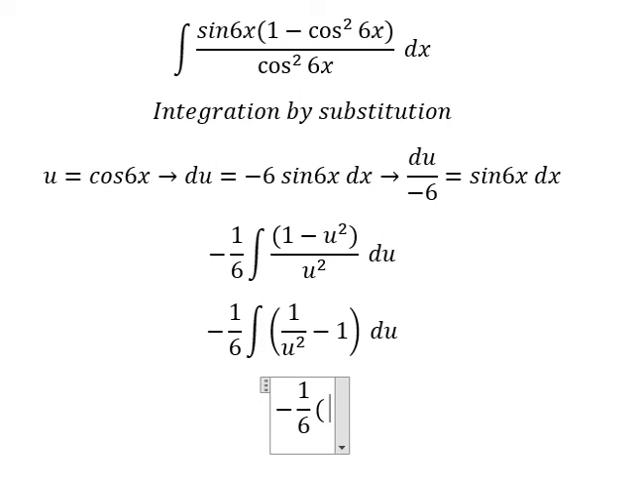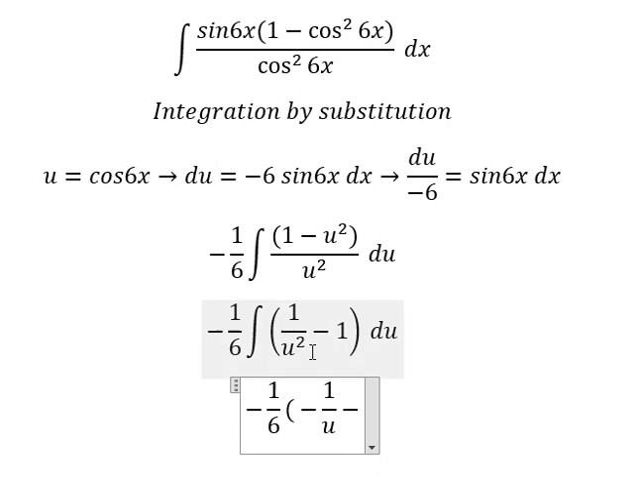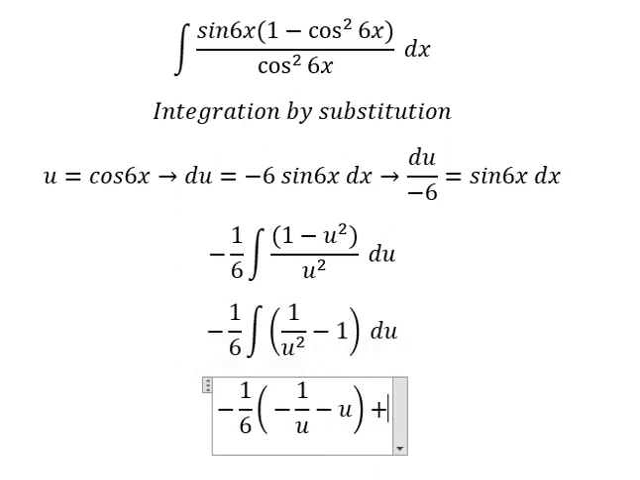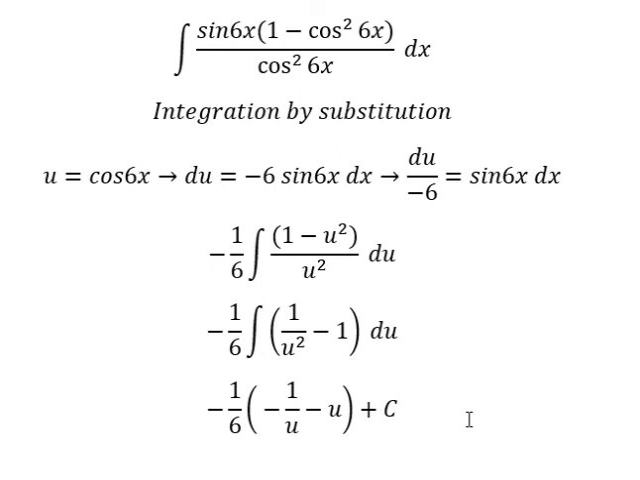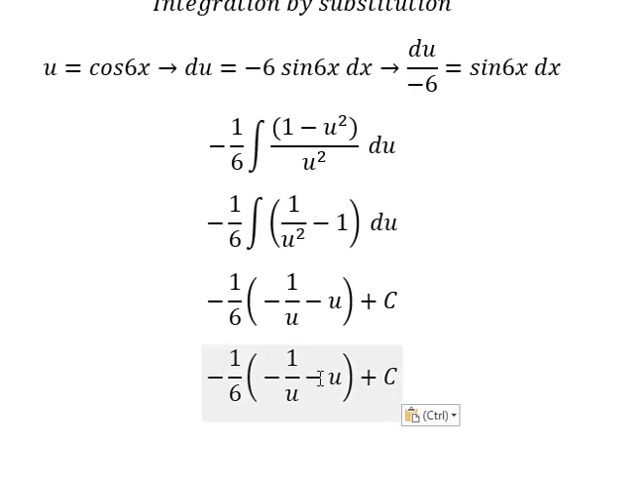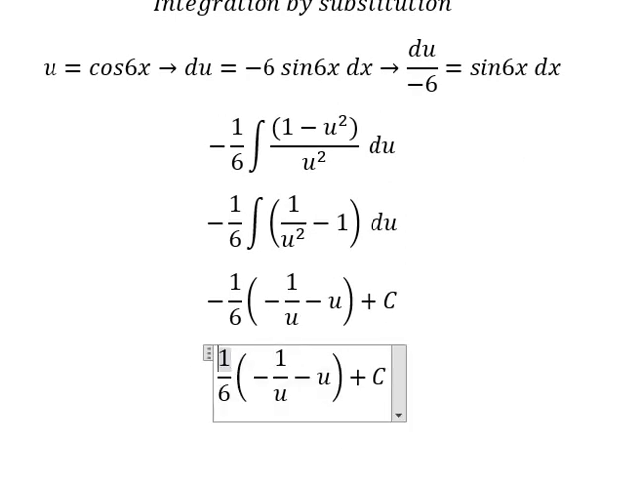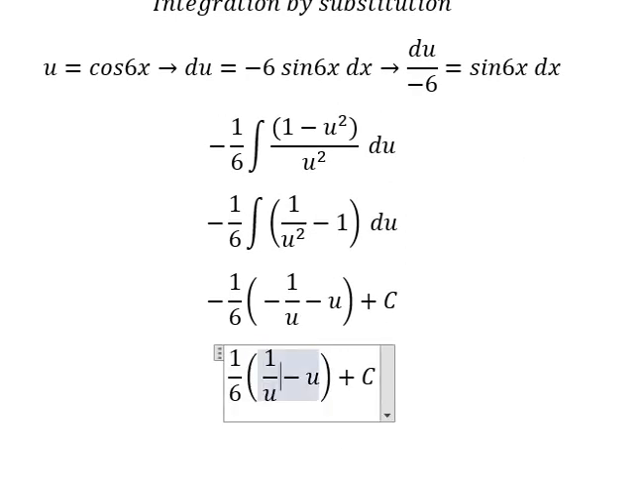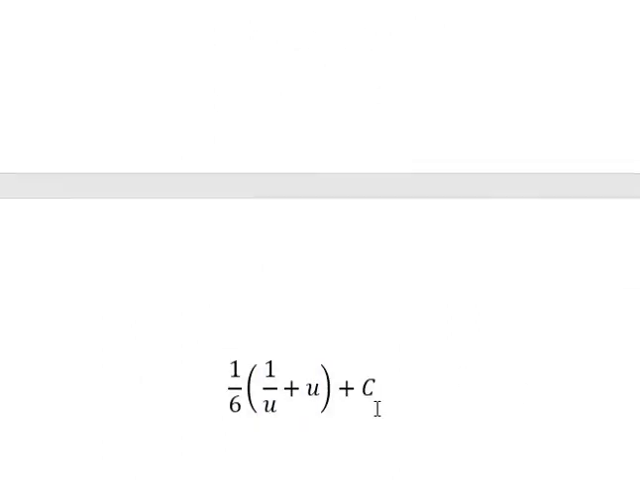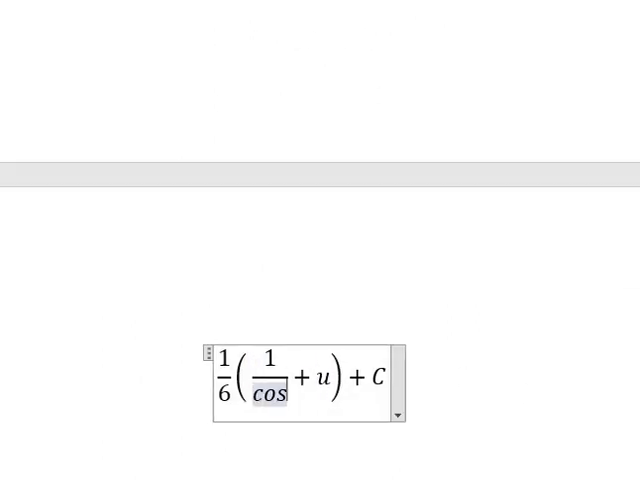The integration of 1 over u squared, you got about negative 1 over u. The integration of number 1, you got about u, and we put about c. Negative, negative, we simplify. About u, that's about cosine 6x.